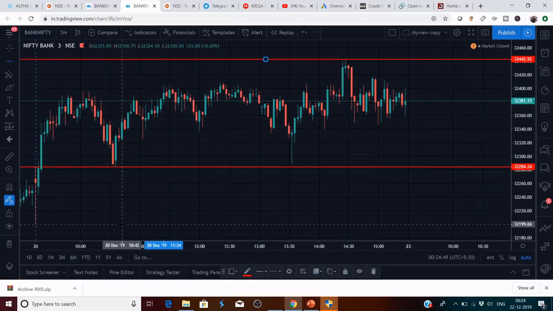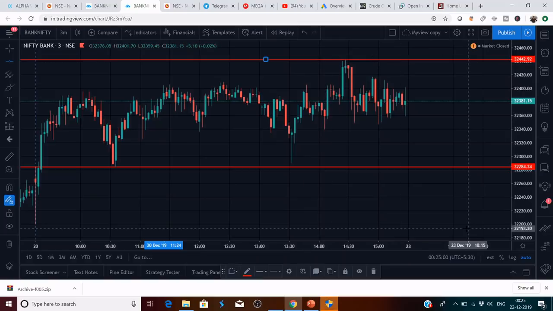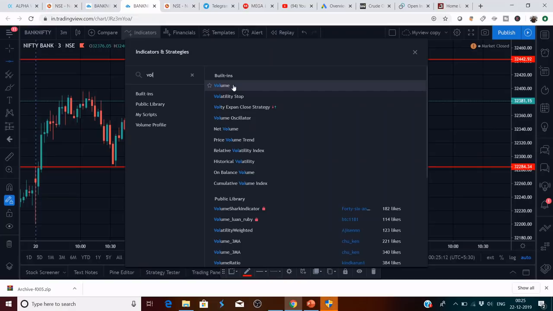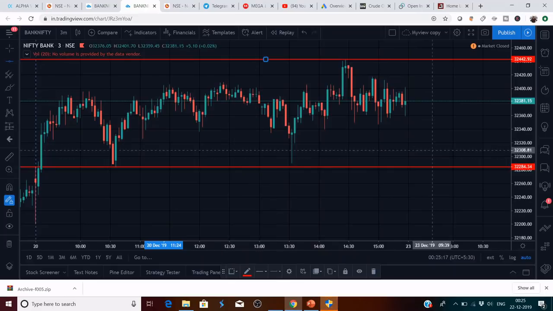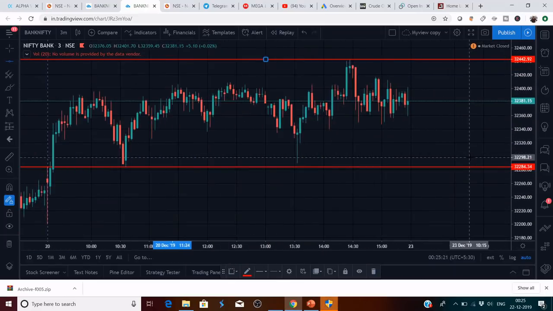All the indicators except price and volume, both should be there on your chart, because those two things are important to you. So let's map volume as well on this and see how it will help us. As it's a spot chart, you will not be able to get volume on this. You have to go to a futures chart.